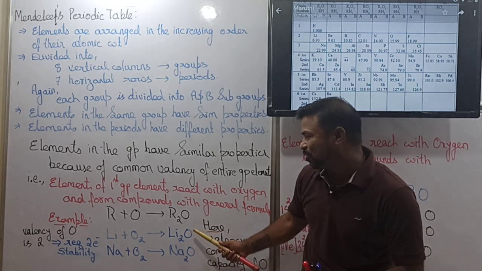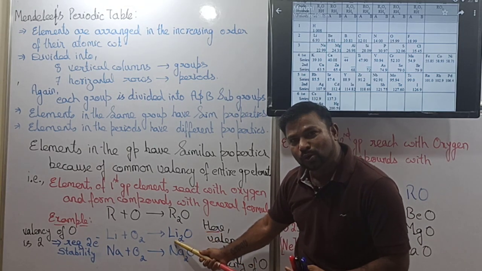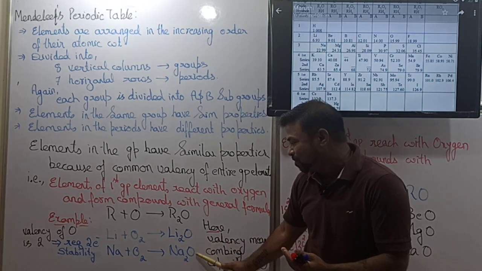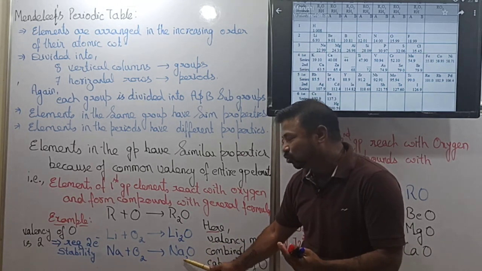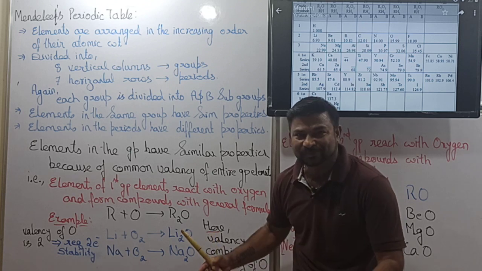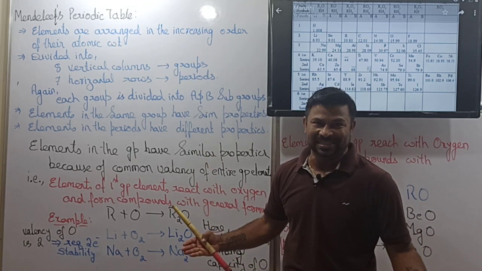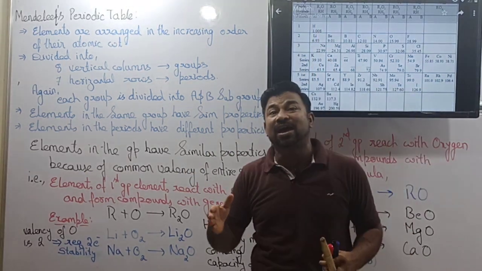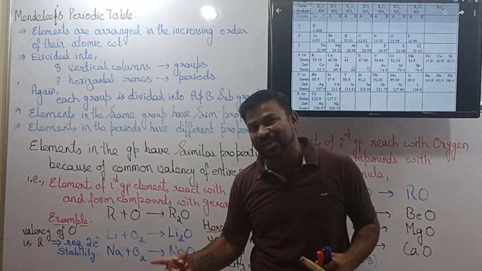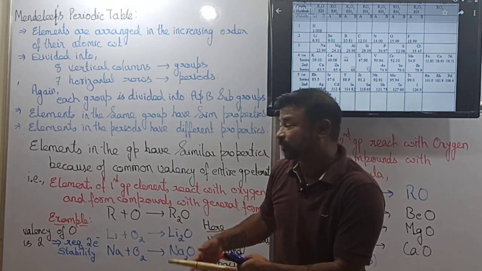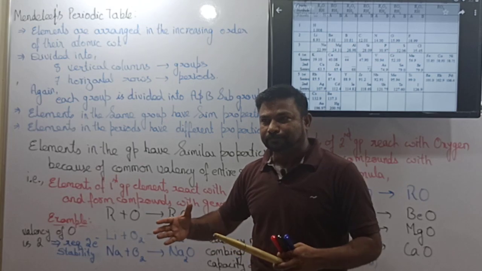So, here also oxygen is combined with the 2 atoms of lithium, and here also oxygen combined with the 2 atoms of sodium. So, combining capacity of oxygen here is 2. So, it is having a common valency. All the first group elements are having a common valency, here oxygen 2, right. So that's what he says.